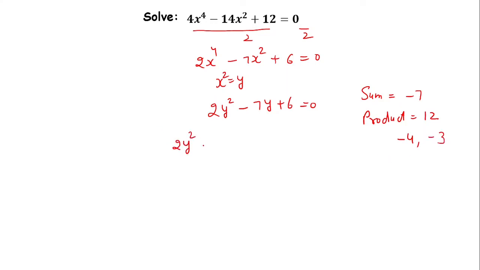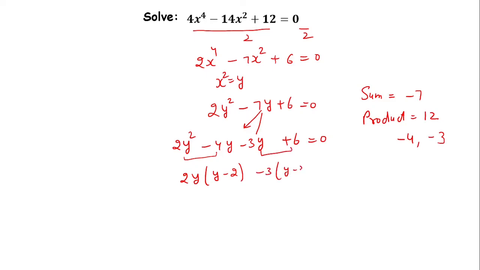So how do you factorize the left hand side? 2y square as it is, plus 6 as it is. I'm going to split the middle term in the form of minus 4y minus 3y. Minus 4y minus 3y is minus 7y. Now the common in the first two terms is 2y. The remaining part is y minus 2, and the common in these two terms is negative 3, which gives me y minus 2 again. Y minus 2 again is common. So I am left with these two factors.